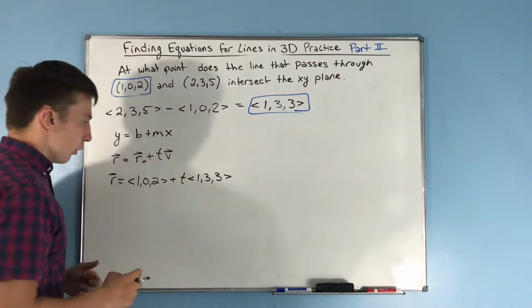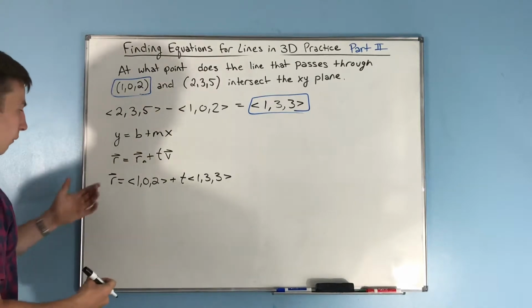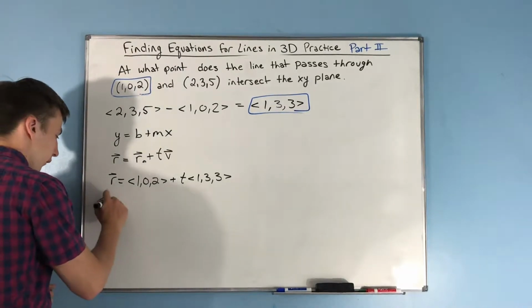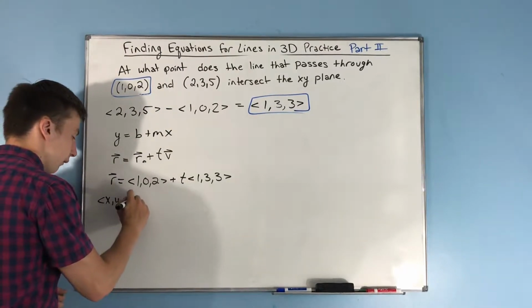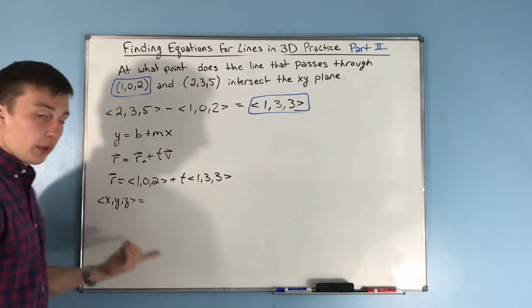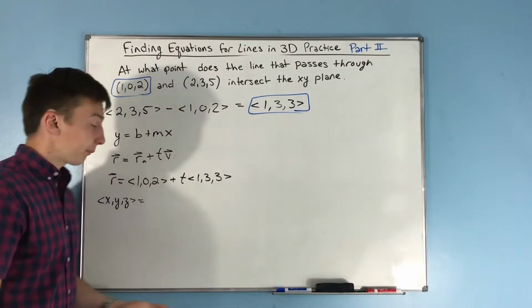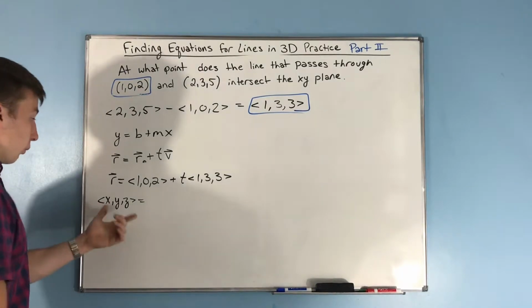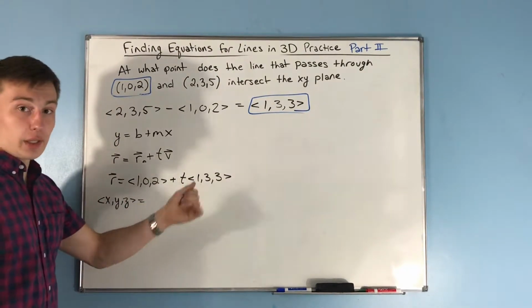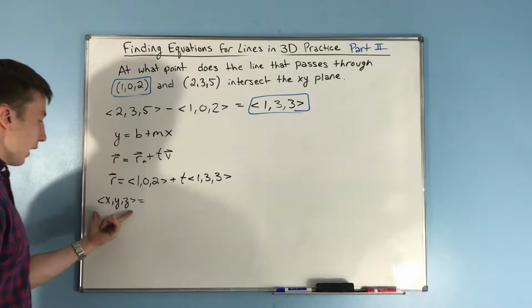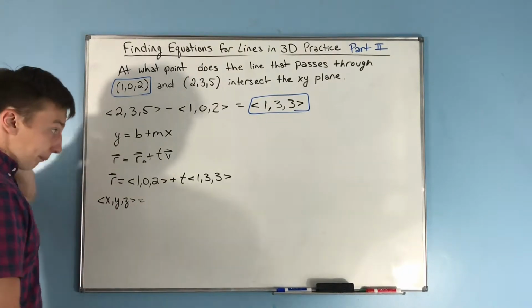Now, this r, we know that's (x, y, z). That's going to be some point that's on our line. And what determines that? Well, it's going to be this t right here. We're going to plug in different values of t and get different points that are on our line.